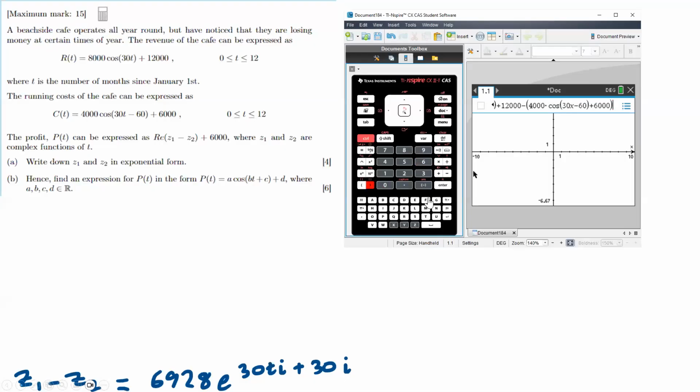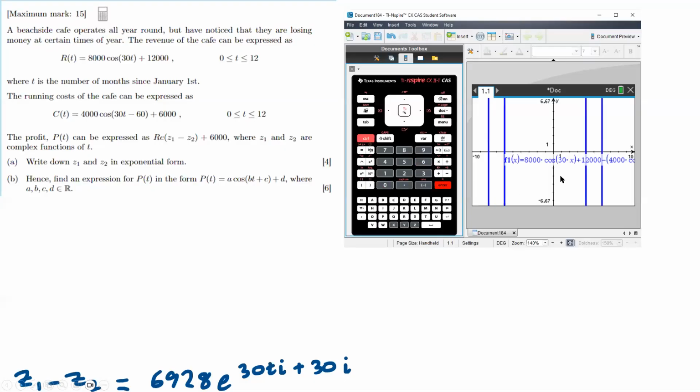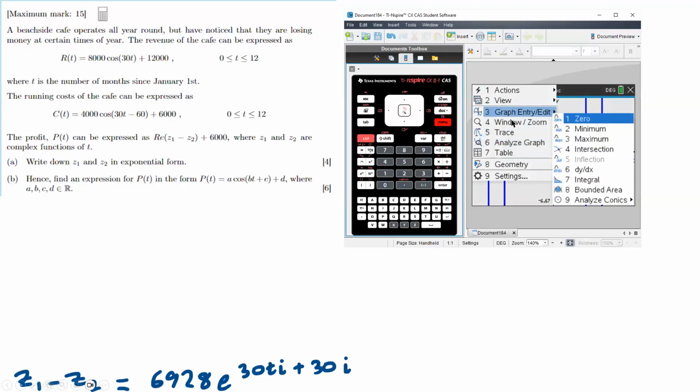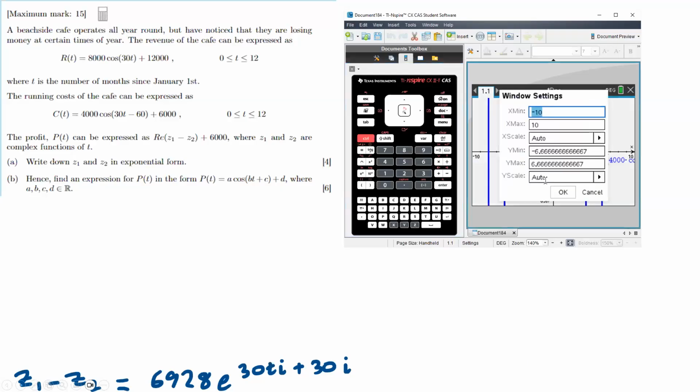So if I press enter here, just note, the window's wrong, so this looks horrible. I'm going to get one single sinusoidal function, r of t minus c of t, which is equal to p of t. So I'll quickly adjust the window. Going back to the window settings, the x minimum is 0, the x maximum is 12. For this one, because we used this before, the y minimum is 2,000 and the y maximum is 13,000. Well, that's for our window.